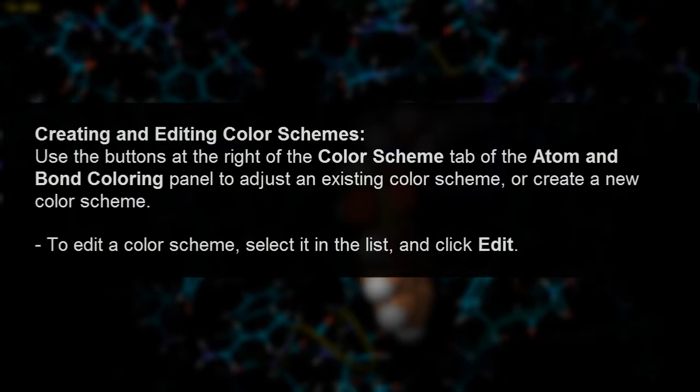To create and edit color schemes, use the buttons at the right of the Color Scheme tab of the Atom and Bond Coloring panel. Specifically, to edit a color scheme, select it in the list and click Edit.